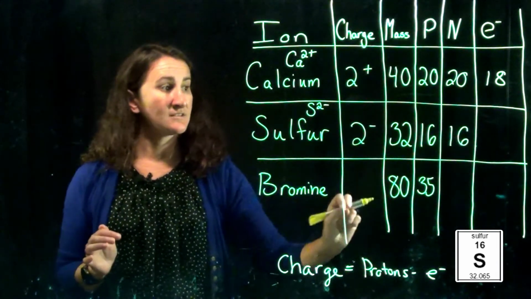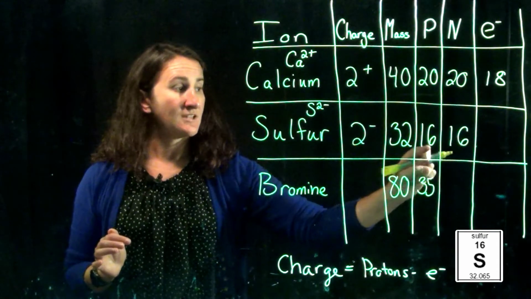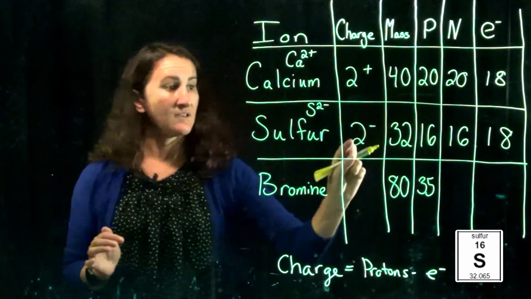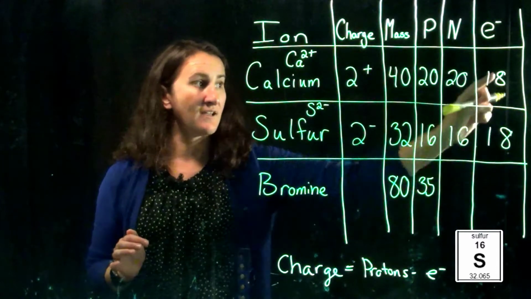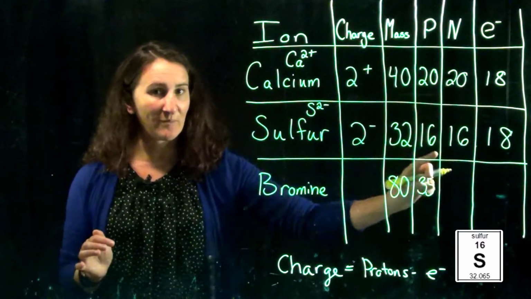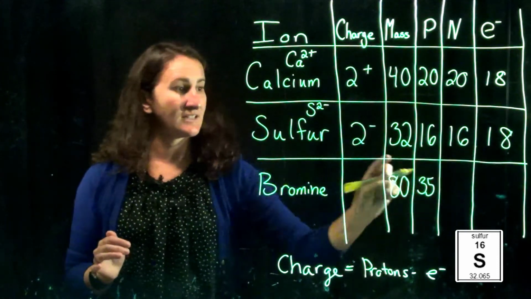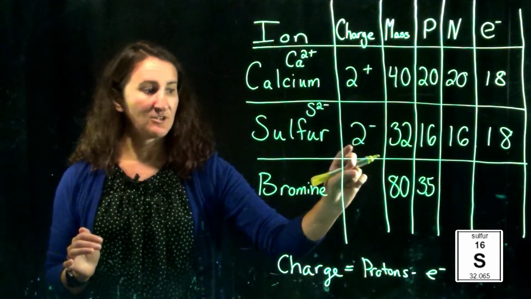Then our electrons. Remember, protons minus electrons gives us our charge. And this happens a lot. 18 is a very common number. We'll learn more about why that is later. So protons minus 18 gives us our -2.